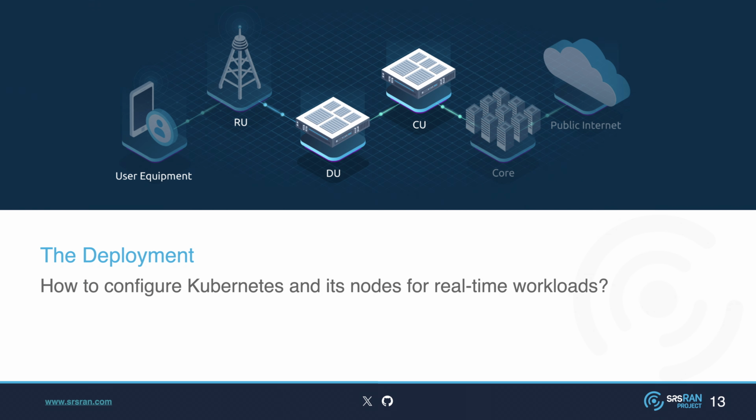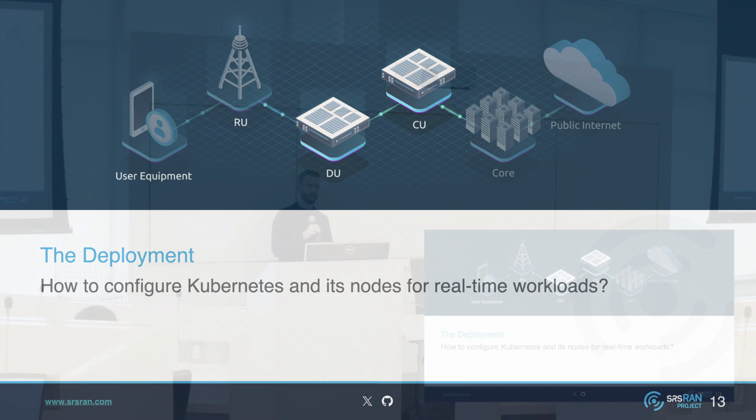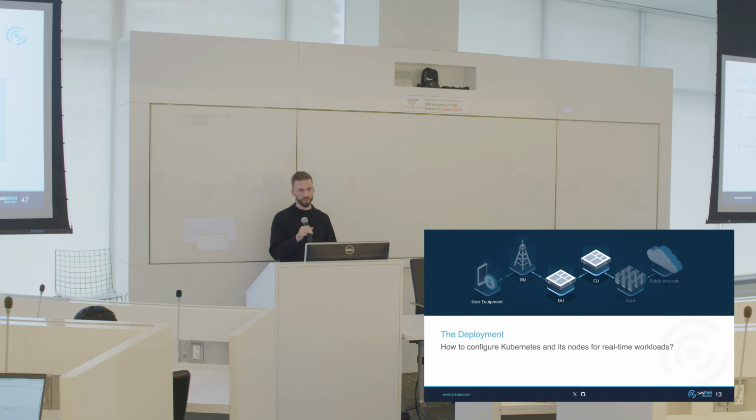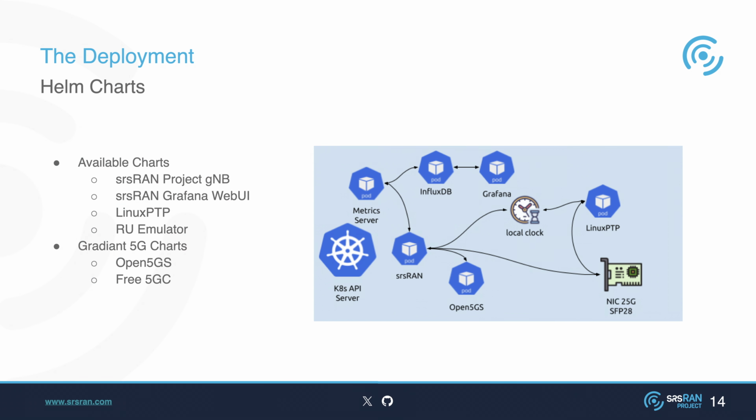As I said before, we deploy the gNodeB, we deploy the Grafana Web UI, we deploy the Linux PTP as a grandmaster, and in the end, if we have enough time, I'm going to show a nice tool which is called RU Emulator, but we're going to come to this later. I chose Open5GS for this deployment. It's a core network that I like to use. It's easy to configure, and there are also Helm charts available, not from us, but from Gradiant actually.